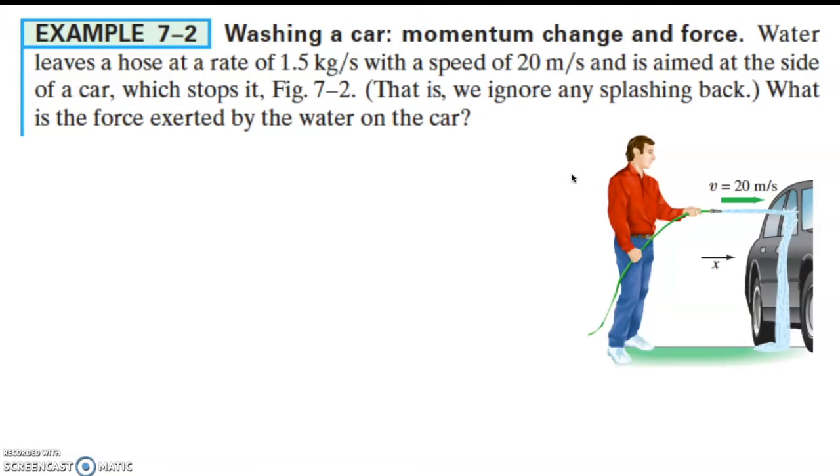7-2, washing a car, momentum change in force. Water leaves a hose at a rate of 1.5 kilograms per second with a speed of 20 meters per second and is aimed at the side of the car, which stops it. That is, we ignore any splashing back, okay? What is the force exerted by the water on the car? Do it now.